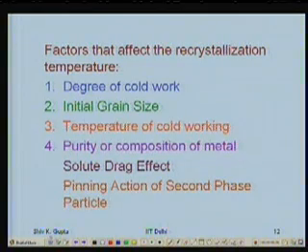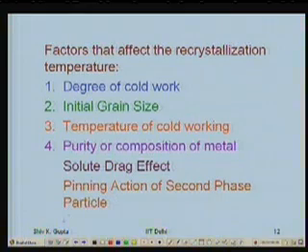Then comes a very important one, the purity or composition of the metal. In the material, impurities can be present in two forms, the dissolved form or the undissolved form. In the dissolved form, it is a solute, and in the undissolved form, it's a second phase particle. Both the second phase particle and the solute. Solute, I am at the level of atom. Undissolved second phase, it's a particle with an ensemble of hundreds of thousands of atoms. Please keep in mind, there's a difference between the two.